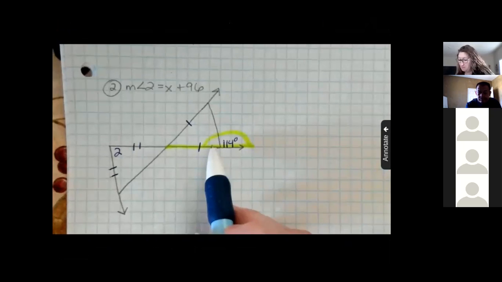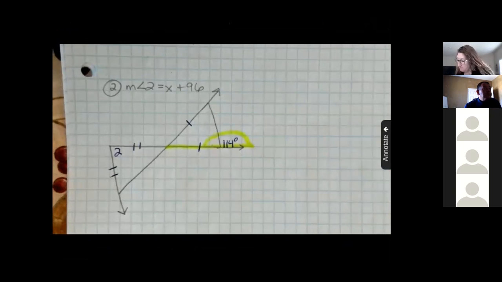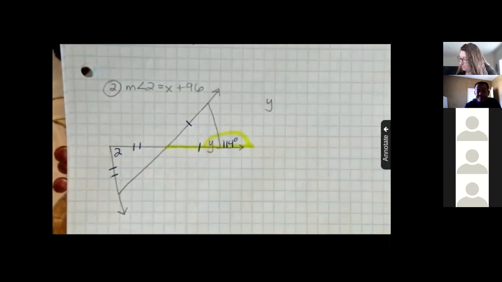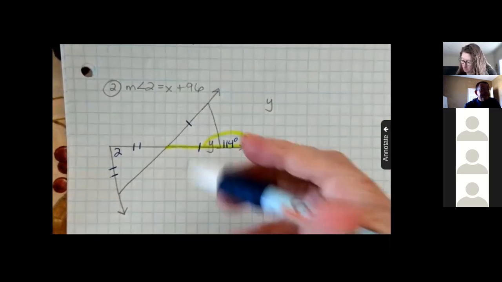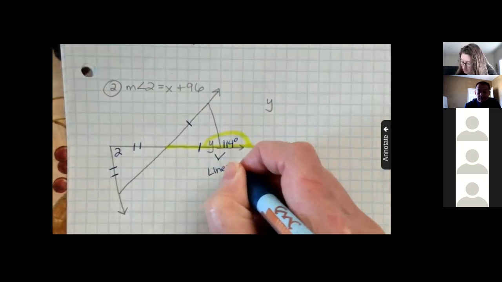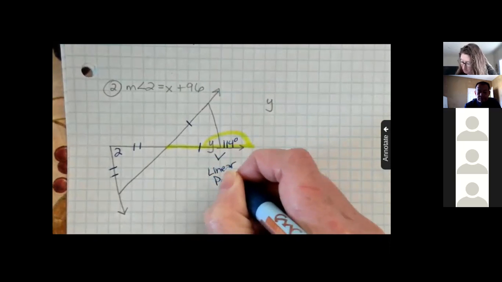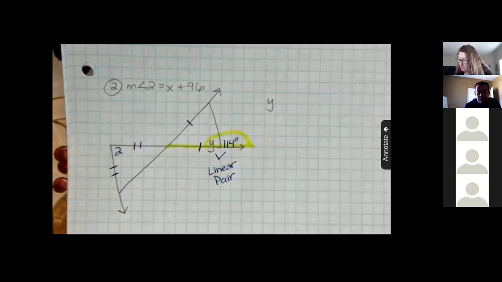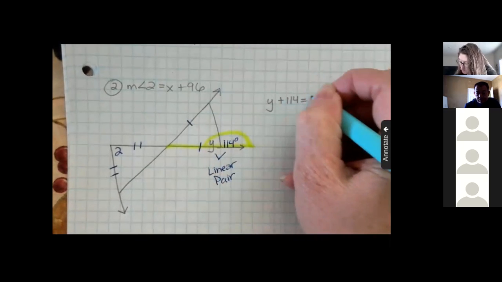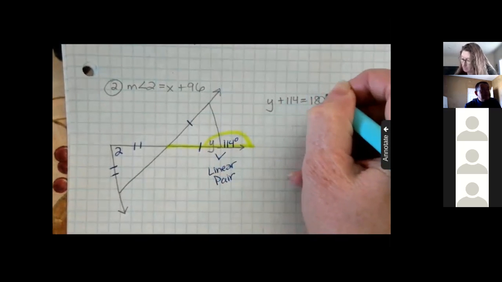What are these two angles together called? Do you remember? Anybody? These right here. Class, that would be a linear pair. Okay, so if I take y plus 114, I make it equal to 180.